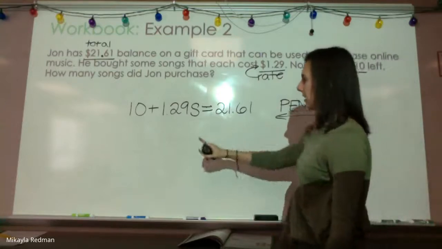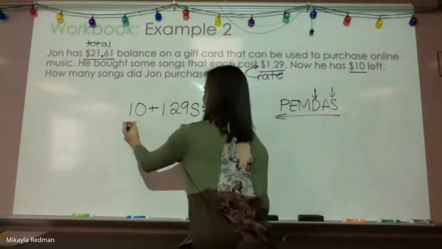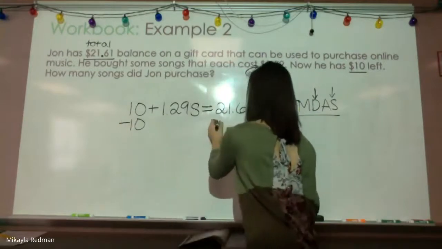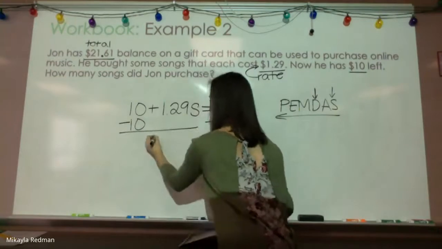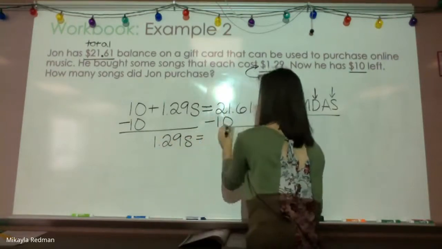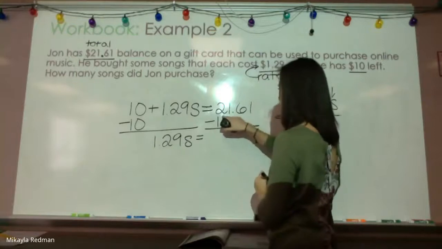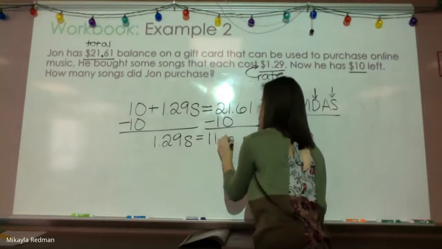So what are we adding? We're adding 10. So what do we have to subtract? We have to subtract 10. So subtract 10 from this side. All we're left with is 129s. Subtract 10 from this side. 1171 minus 10 is 1161.